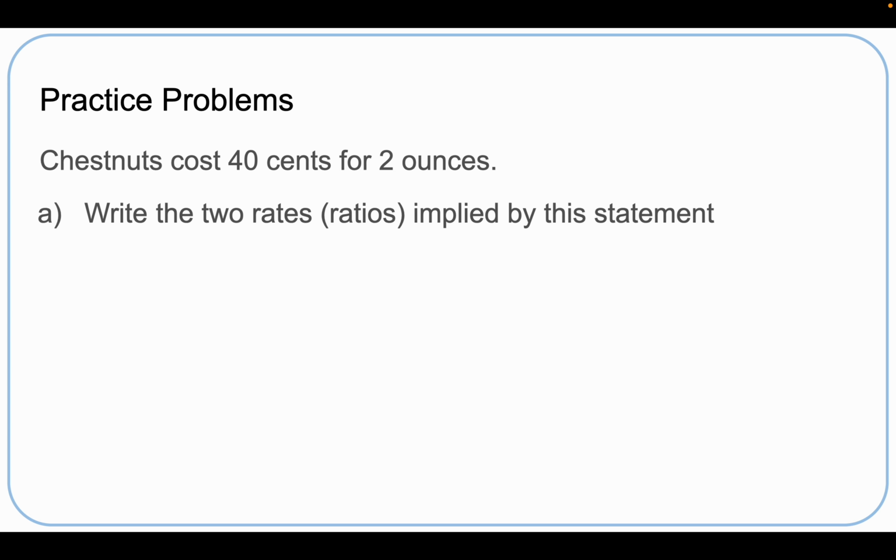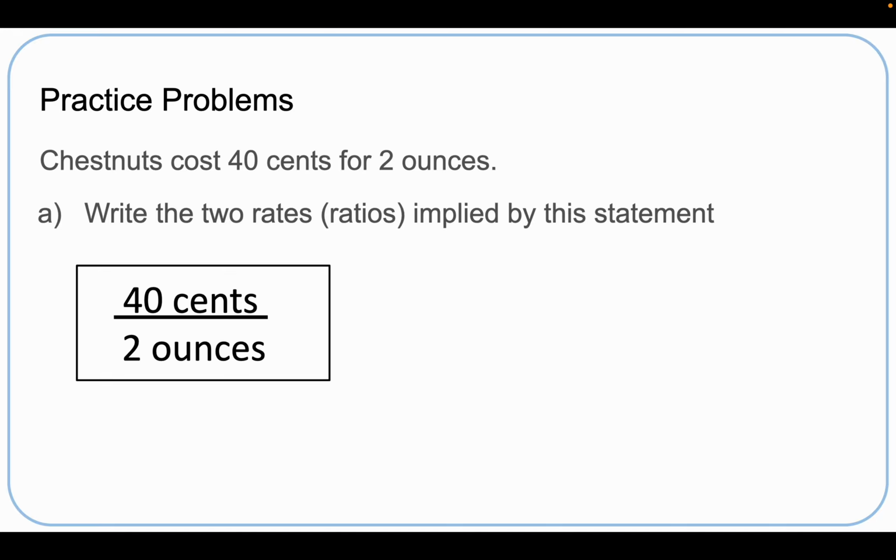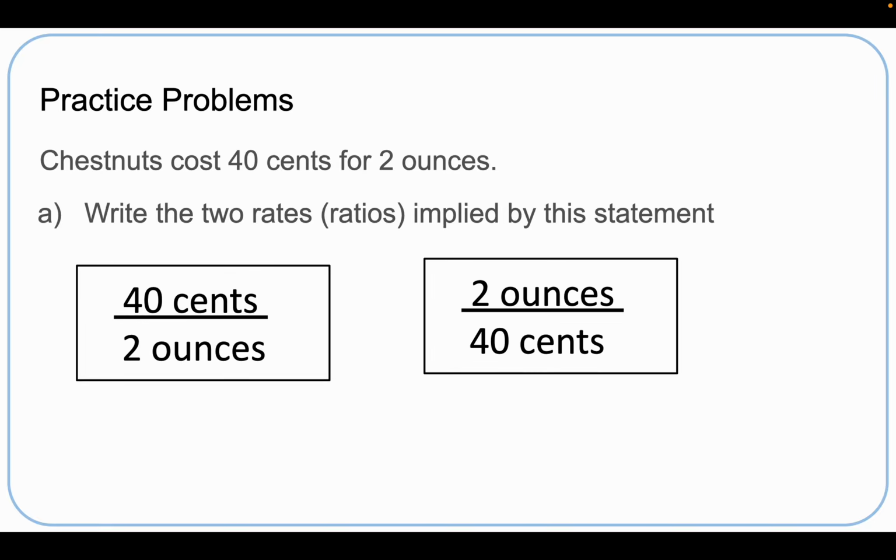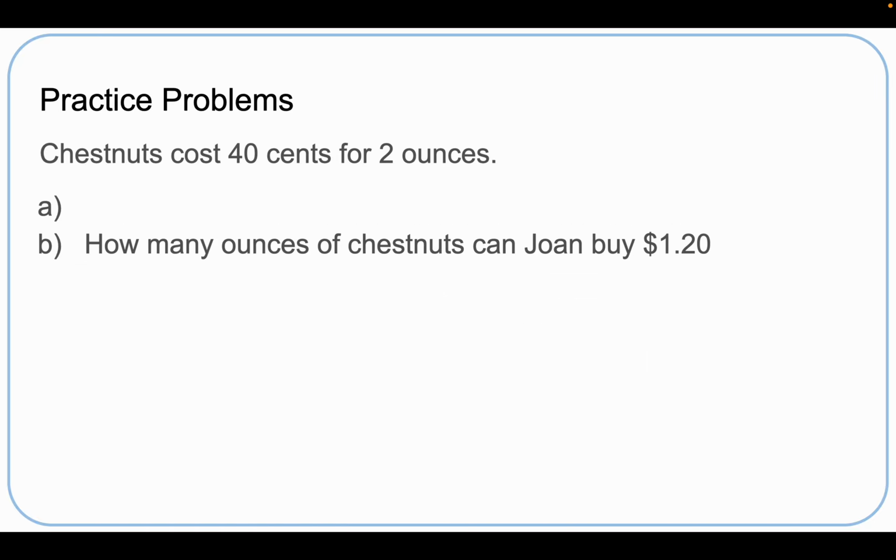Okay, first, chestnuts cost 40 cents for 2 ounces. Write the two rates or ratios implied by the statement. So we should have 40 cents per 2 ounces and 2 ounces per 40 cents. How many ounces of chestnuts can Joan buy for $1.20?